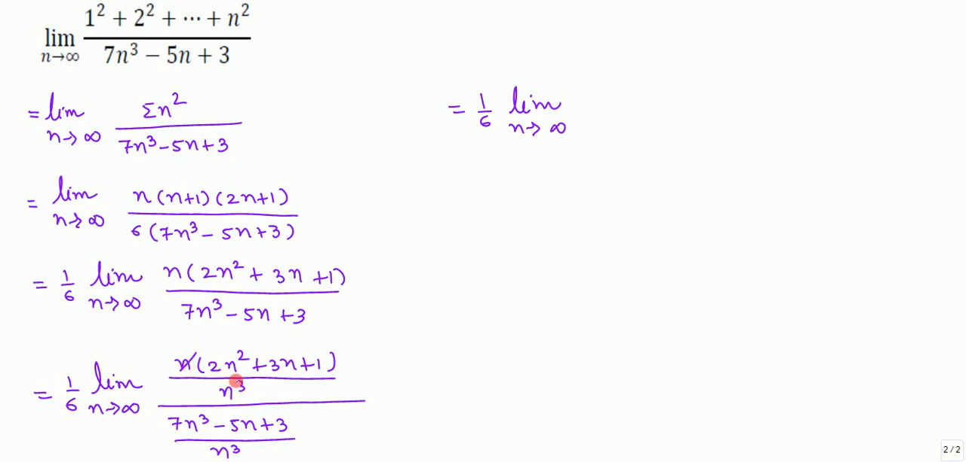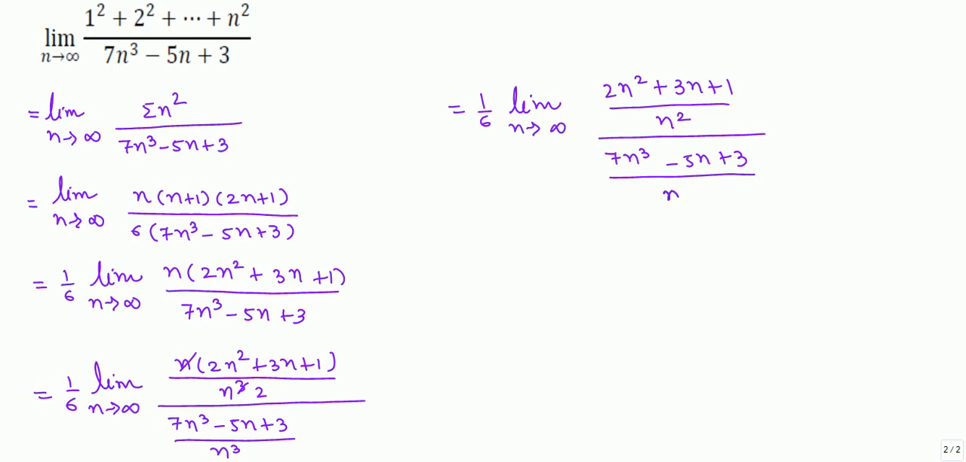If we cut one n, then n² increases, so we get 2n² plus 3n plus 1 divided by n², whole divided by 7n³ minus 5n plus 3 upon n³, equals 1 by 6 limit n tends to infinity.